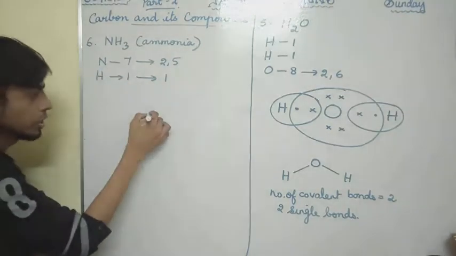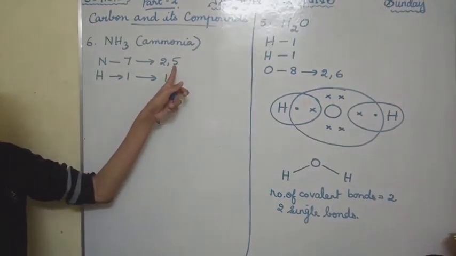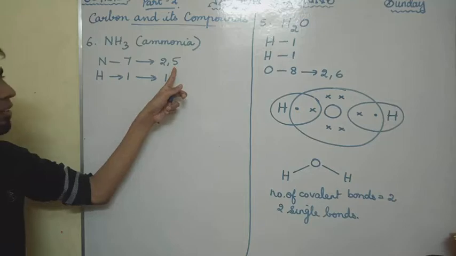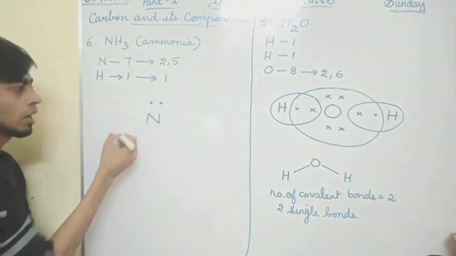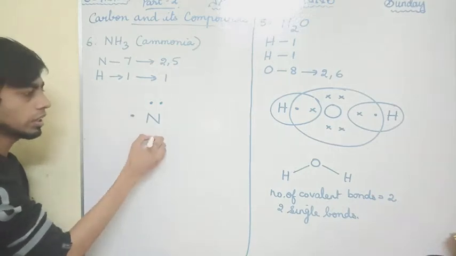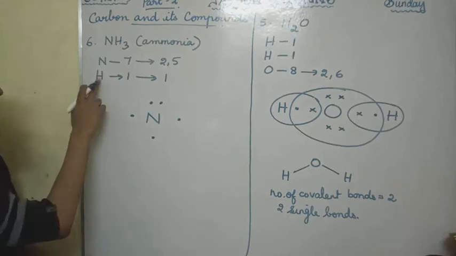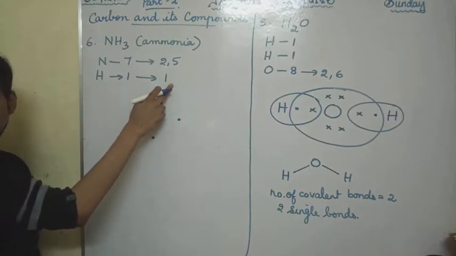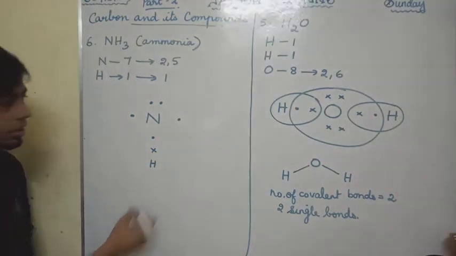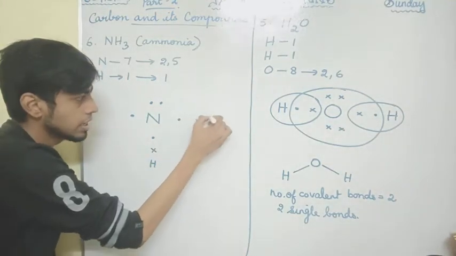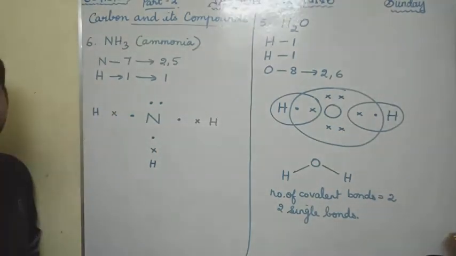So first I am going to draw nitrogen. Okay. So for nitrogen, how many dots we should keep? 5 dots we should keep. So the 2 dots I am keeping it here. Okay. So third dot, fourth dot, fifth dot, like this I am keeping. And 3 hydrogens are there, yes or no? So each hydrogen with one cross I am putting to differentiate. Okay. This side one hydrogen, this side one hydrogen, and this side another hydrogen.